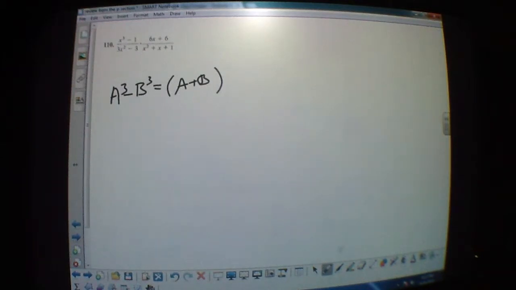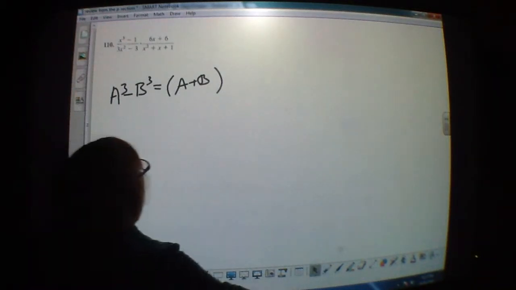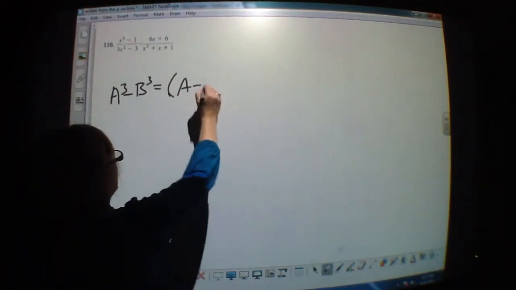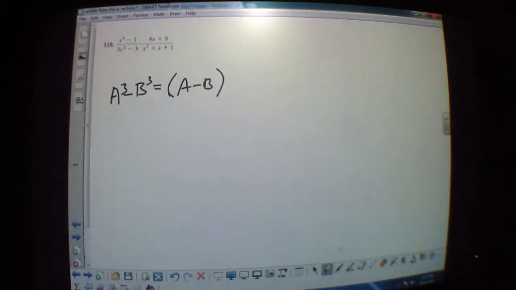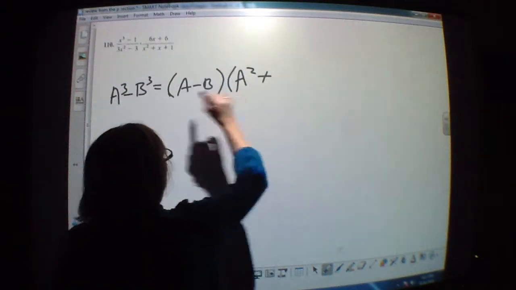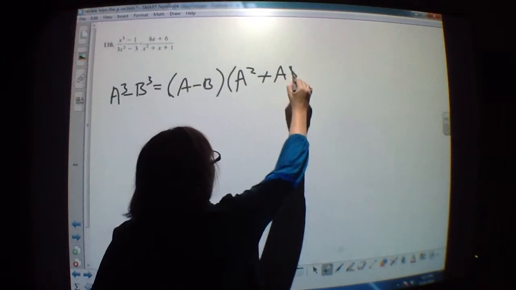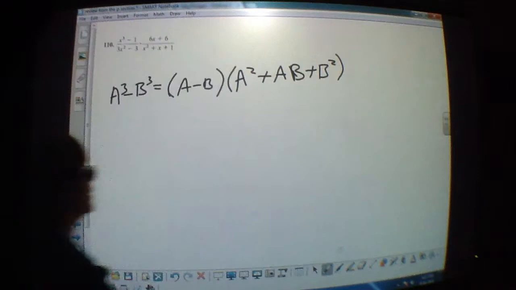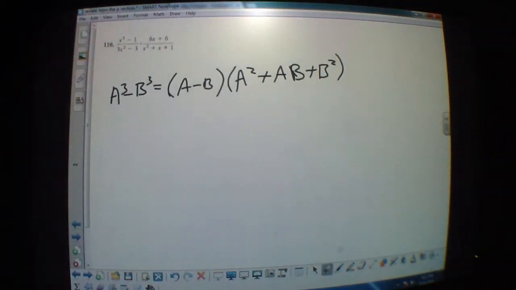times, I'm sorry, a minus b, that's not a plus b. A minus b, it's pluses in the last part. A minus b times the quantity a squared plus ab plus b squared. So they have that formula second to the last page of your book. They have difference of cubes and sum of cubes, the formulas for those.